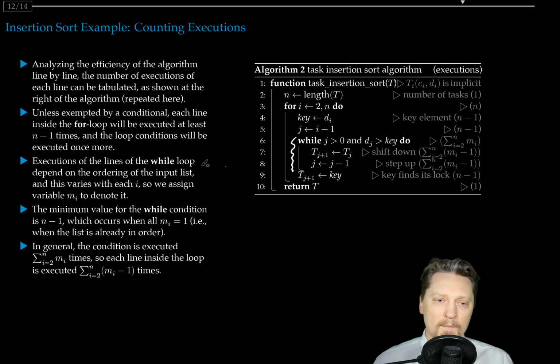Okay. In general, the condition is executed sum from i equal 2 to n of mi times. So each line inside the loop is executed the sum of mi minus 1 times. Good. So we have these inner loop lines executed this number of times depending on mi each time.